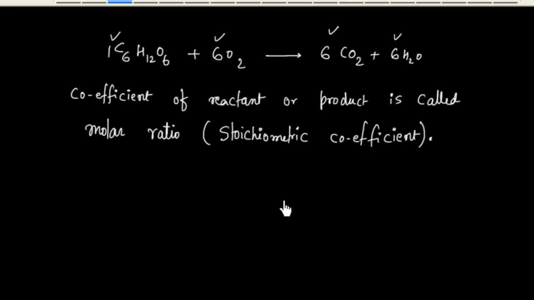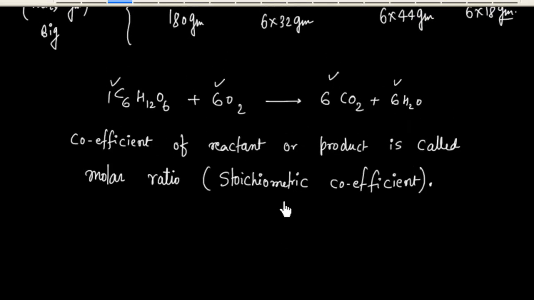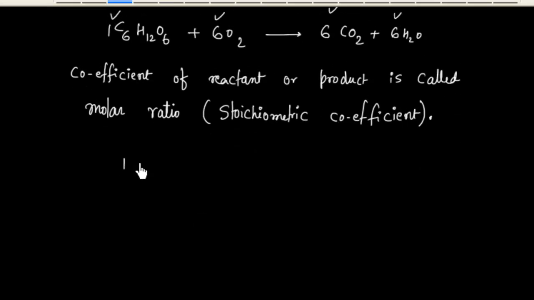Now what is the relation? This ratio tells you in which mole ratio the substances react. So if I have 1 mole of this, at the same time 6 moles of this, 6 moles of this, 6 moles of this. This means I can use this information to get the moles of reactant or product if the moles of anything is given.